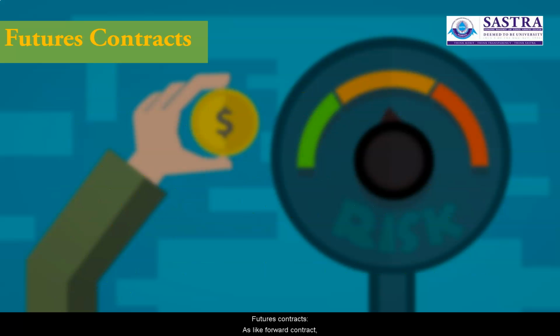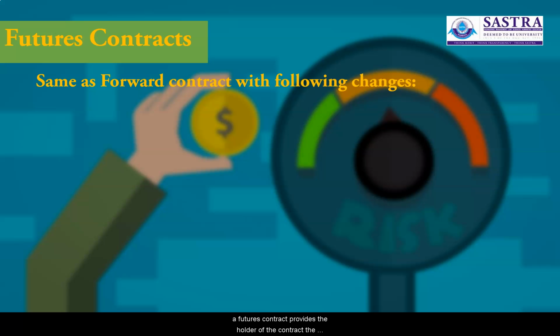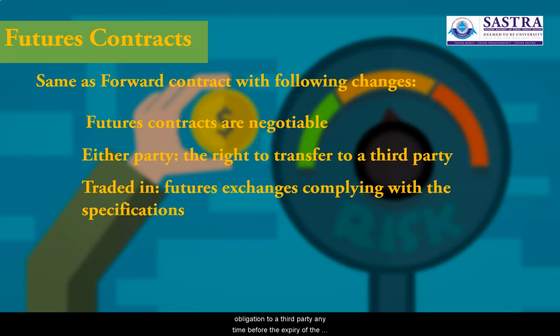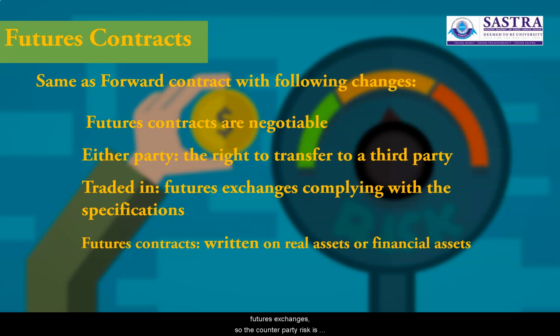Futures contracts. Like a forward contract, a futures contract provides the holder of the contract the right to buy or sell the underlying asset at a future time at a price that is agreed upon at the time of entering into the contract. Although the futures contract is similar to a forward contract, futures contracts are negotiable, and either party to the contract has the right to transfer the contract obligation to a third party at any time before the expiry of the contract. These contracts are traded in futures exchanges. So the counterparty risk is low.